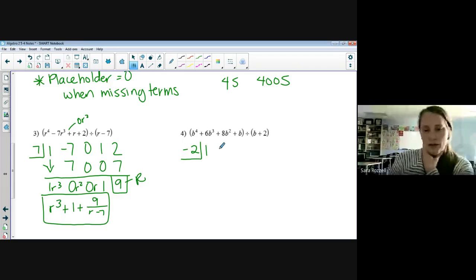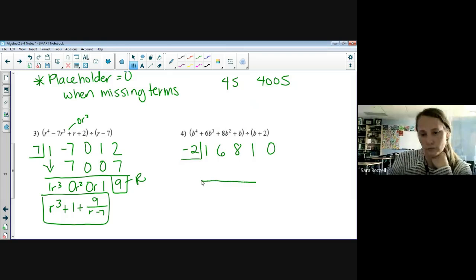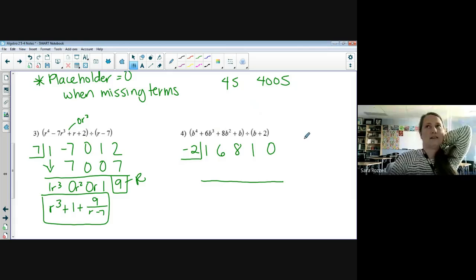So I'm going to go 1 for my fourth power, 6 for my third, 8 for my second, 1 for my first power, and then I don't have a constant and I need 1. Constants are the ones without the variables at the end, so you've got to have that at the end.